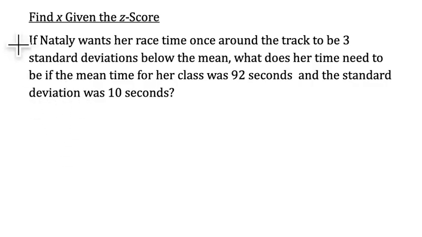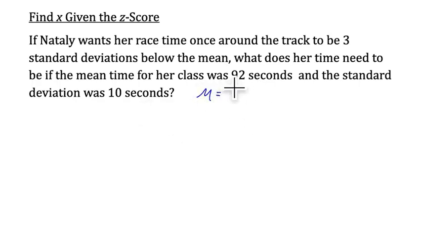We're going to switch things up a little bit here. We're going to find x, or the data point, given the z-score. So if Natalie wants her race time once around the track to be 3 standard deviations below the mean, remember, when you're running a race, you want your times to be smaller, which would be faster. What does her time need to be if the mean time for her class was 92 seconds and the standard deviation was 10 seconds? All right, let's just jot down that information.